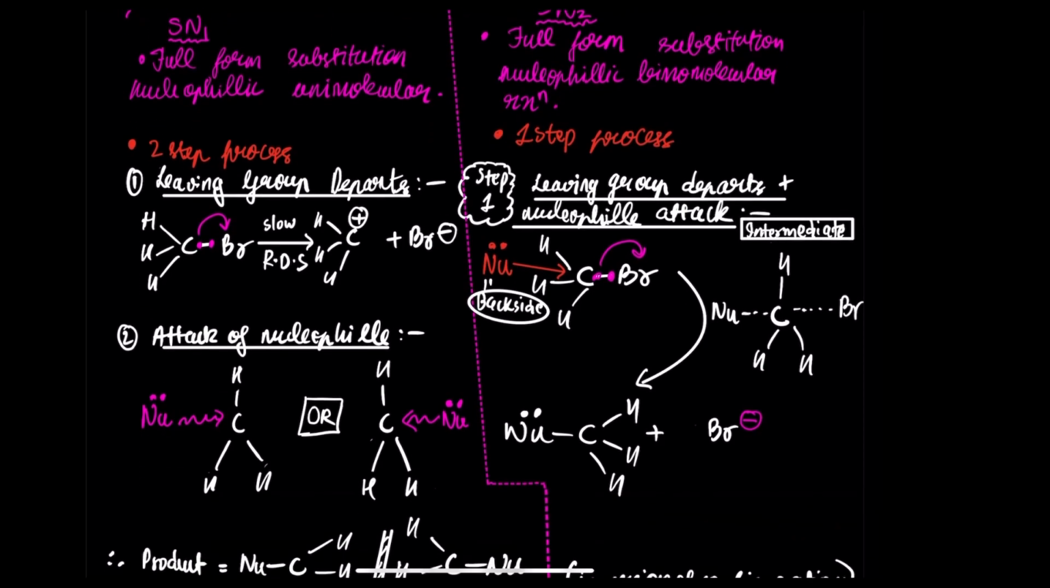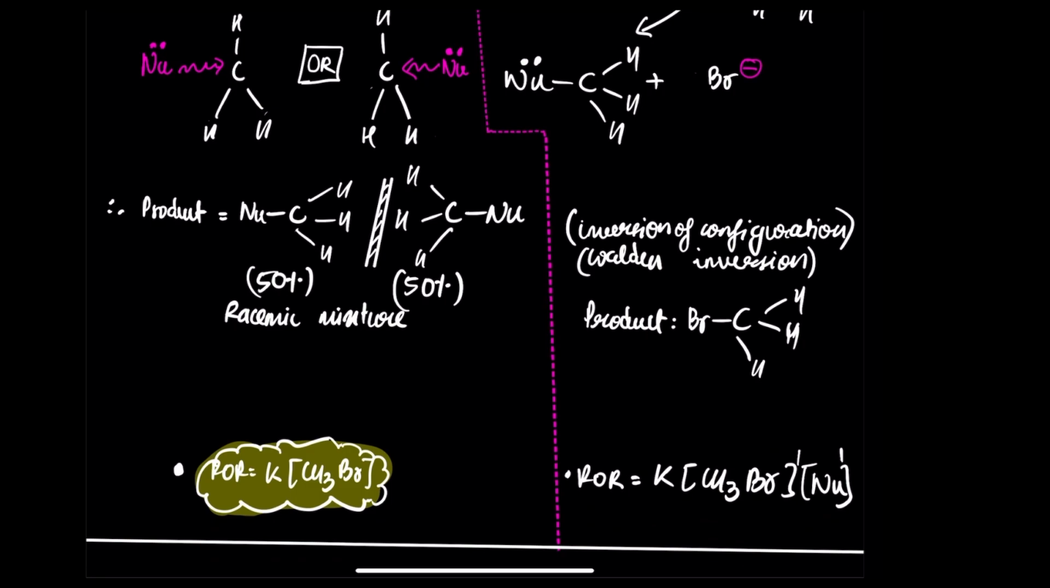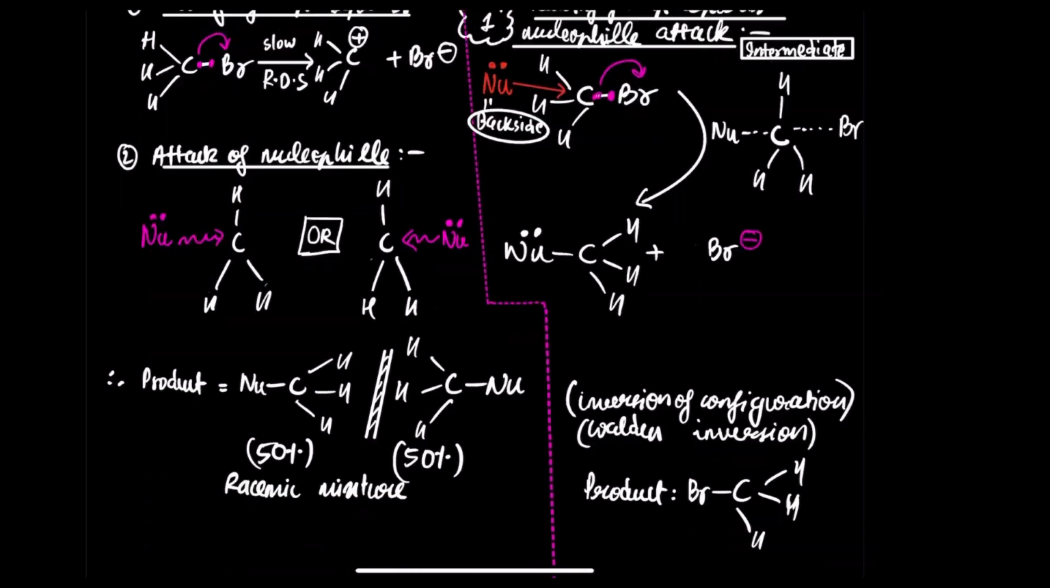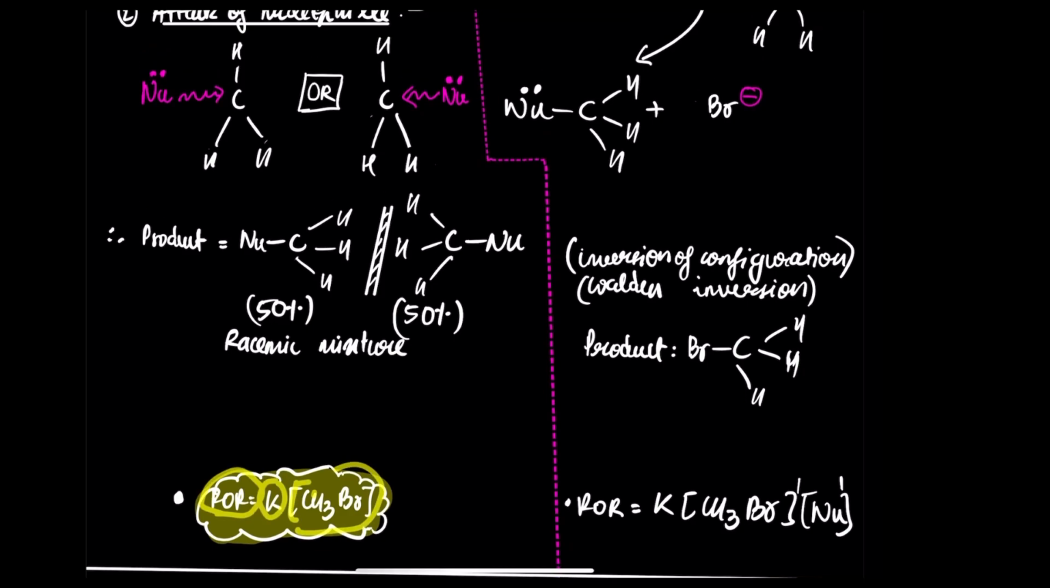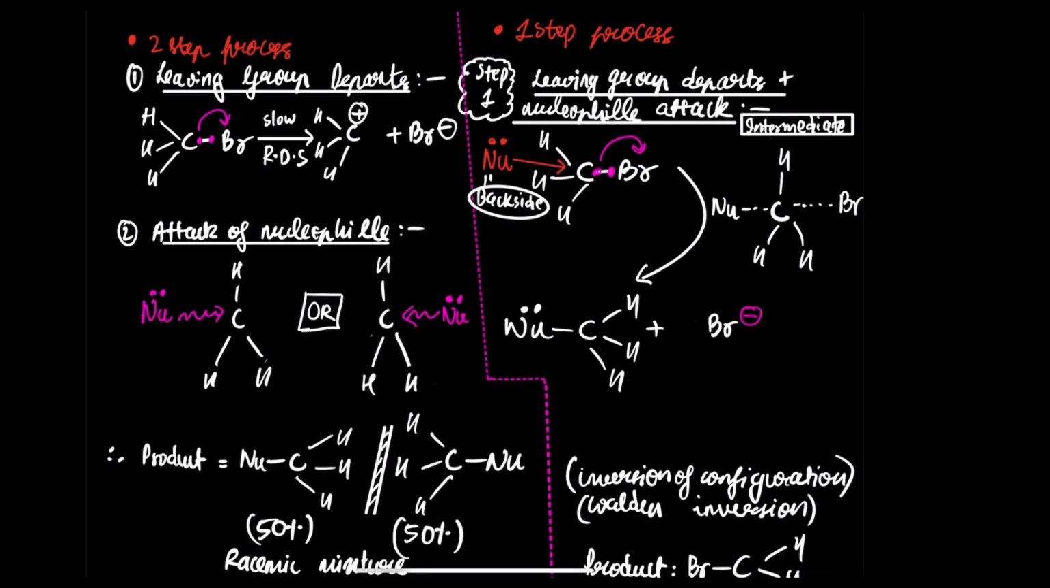Have you observed something? How do we write the rate of reaction for this process? The rate of the reaction will be K times the concentration of CH3Br. This is because the step where the leaving group is leaving is the rate determining step. You might have some prior knowledge from the topic chemical kinetics, that when there is a rate determining step, that step is a slow step, and when we write the rate of the reaction, it is K times CH3Br.